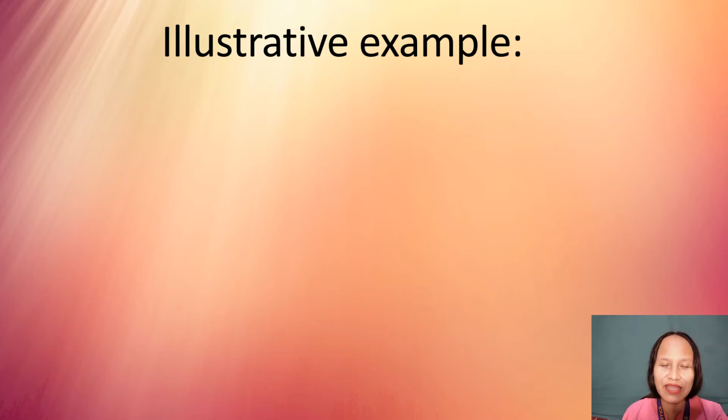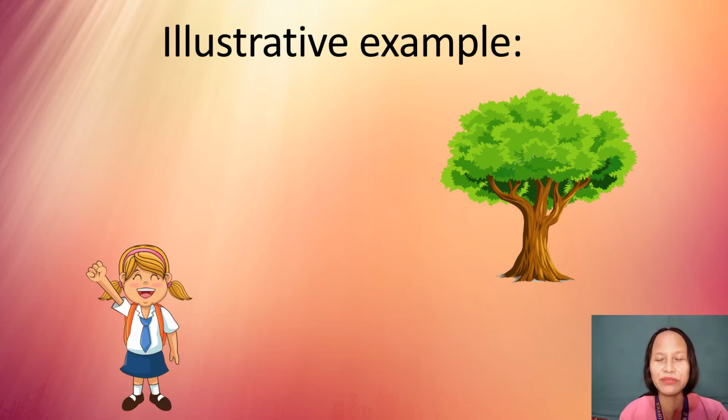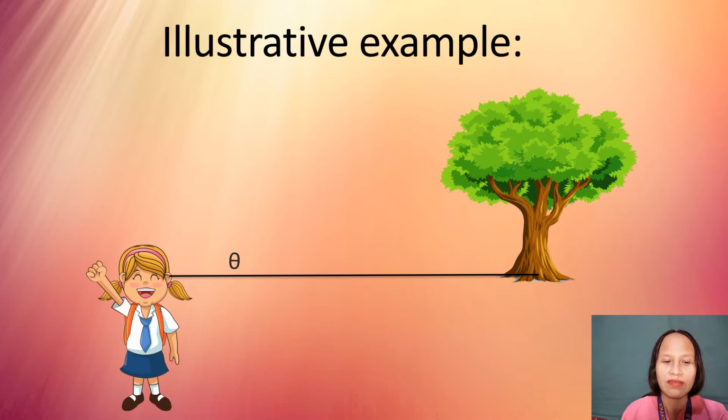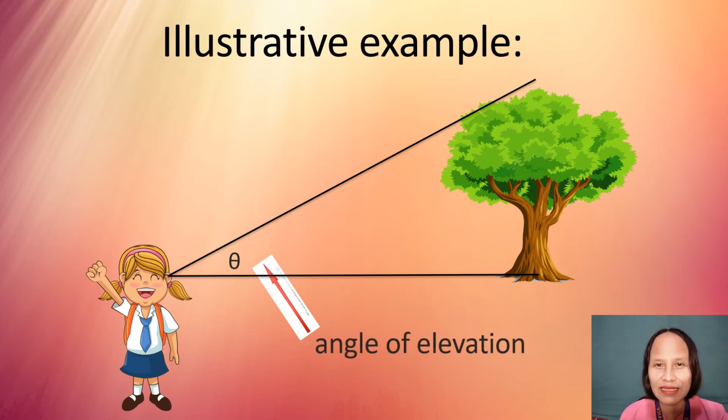To understand well about angle of elevation and angle of depression, let us consider this example. So we have the learner and a tree. The angle formed from the horizontal line of sight of the observer to the object above is an angle of elevation. Are you following, class?